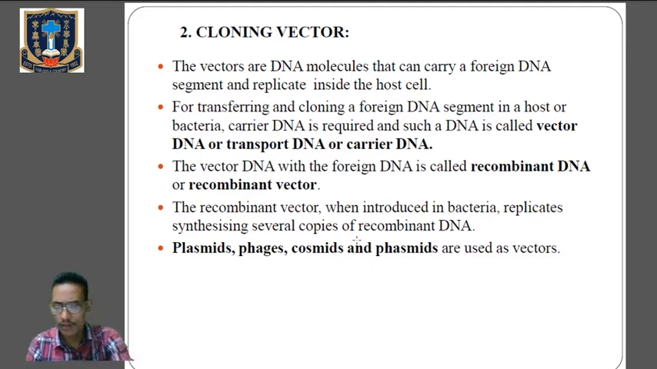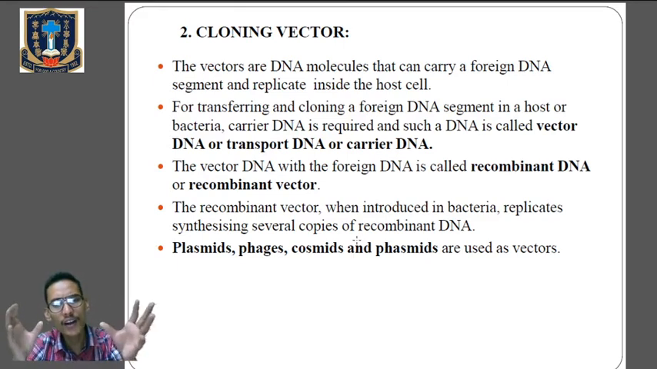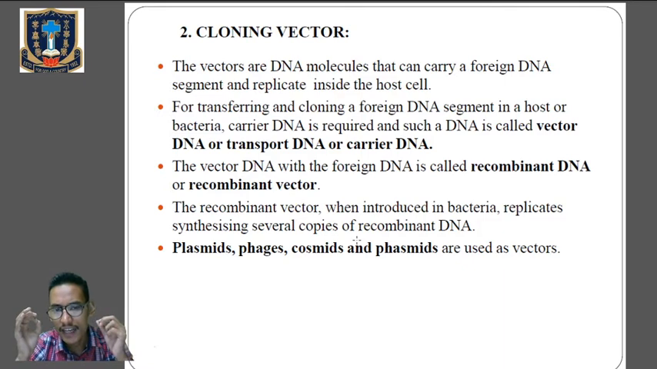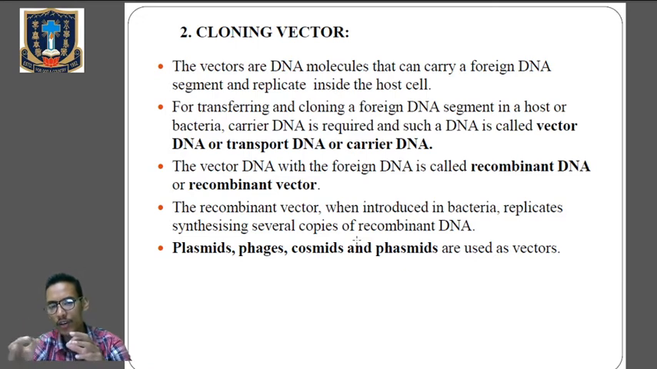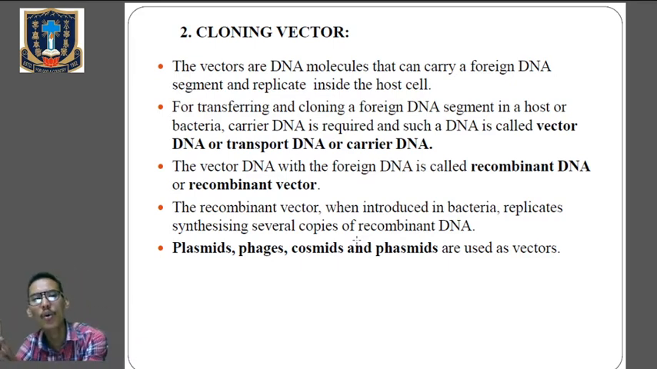So now here we are going to learn about the cloning vector, which is one of the most important tools of recombinant DNA technology. So actually, what is a vector? The vectors are DNA molecules that carry a foreign DNA segment and replicate inside the host cell. Listen very carefully. The vectors are DNA molecules, for example, plasmids we have learned in bacteria, which are the extra chromosomal circular DNA molecules. So the vectors are DNA molecules which can carry a foreign DNA segment having the gene of interest.